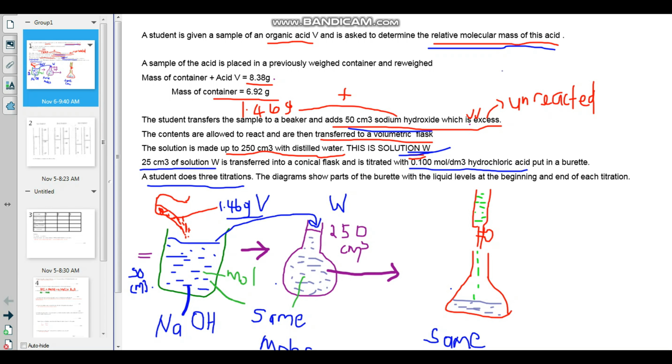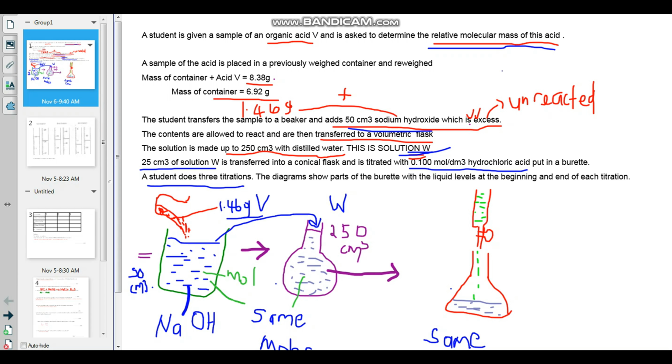We are further told that 25 cubic centimeters is transferred into a conical flask and then titrated. This solution is obtained from here and it is never diluted. It never received any solute. Therefore, this solution and this solution have got the same concentration. Let us now look at the titration results and record them.